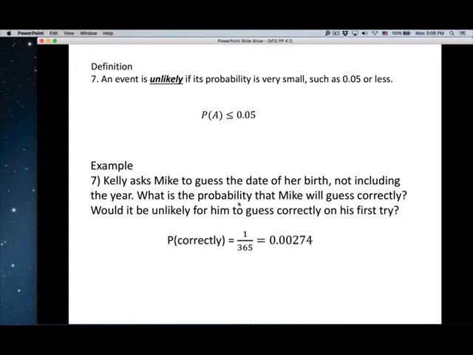Okay, you only have one birthday out of 365 days in a year. You should get this. And is this event unlikely? Yes, right? Since the probability is less than or equal to 0.05, we call this event unlikely.